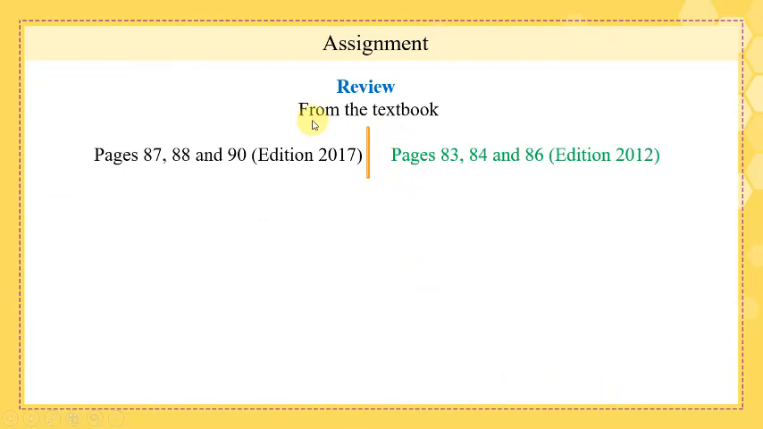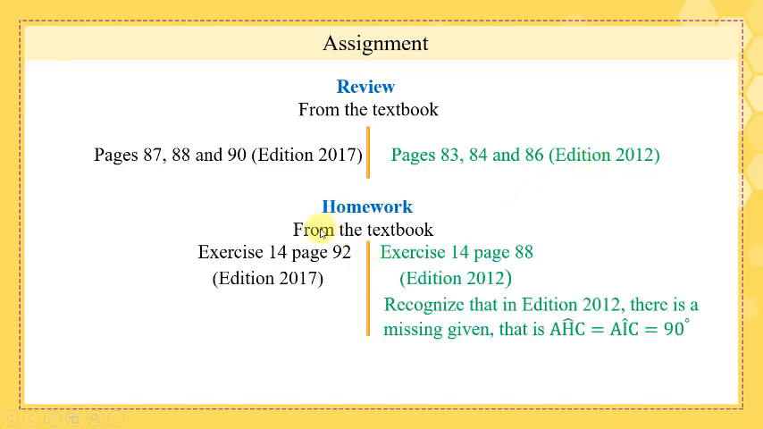As an assignment, review from the textbook, pages 87, 88, 89, edition 2017, or pages 83, 84, 86, edition 2012. As homework from the textbook, solve exercise 14, page 92, edition 2017, or exercise 14, page 88, edition 2012. But be careful. There is a missing given, which is angle AHC equals angle AIC equals 90 degrees. I'll repeat, in edition 2012, there is a missing given, which is AHC equals AIC equals 90 degrees.